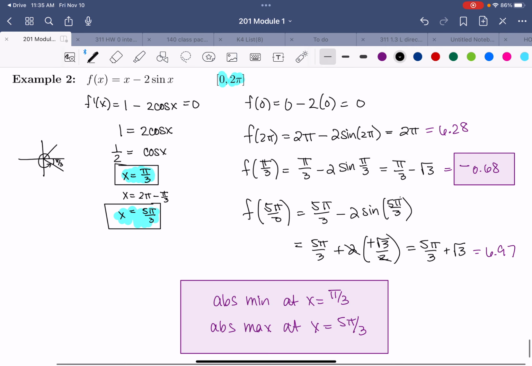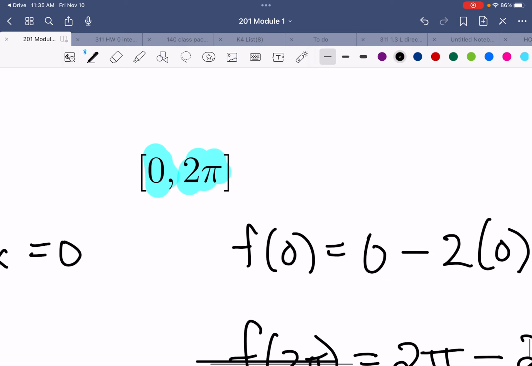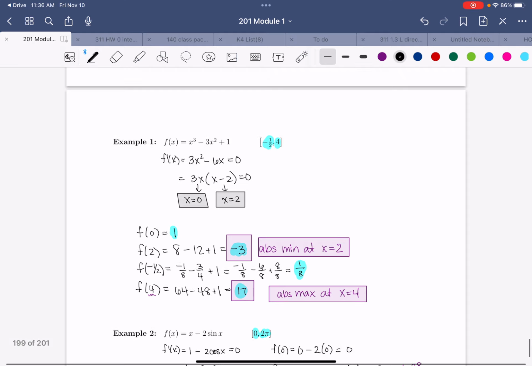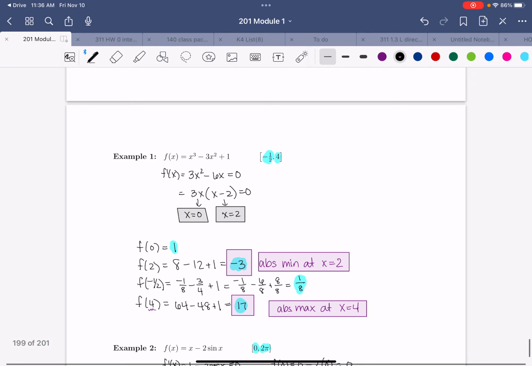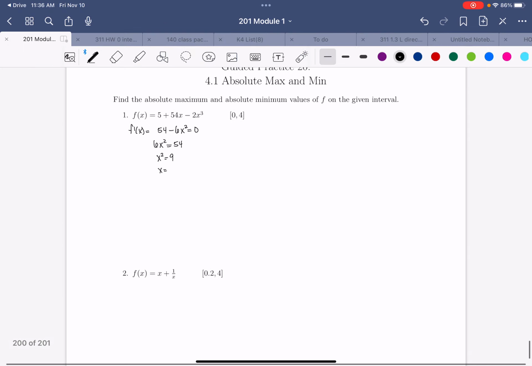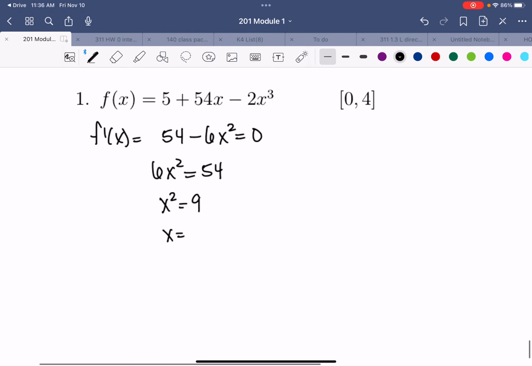The reason why we went with pi over 3 and 5 pi over 3 and not any coterminal angles is because whatever your critical points are have to fit within the specified interval. So they have to be between 0 and 2 pi. That's also something we should check up here, which 0 and 2 were within our closed interval for the lecture, just to let you know. Something we should always be checking. This gives us plus and minus 3.